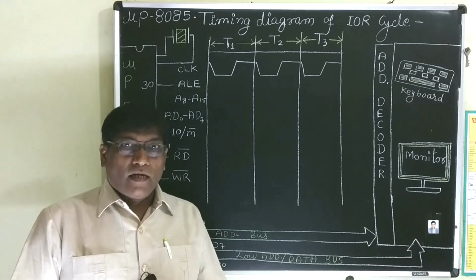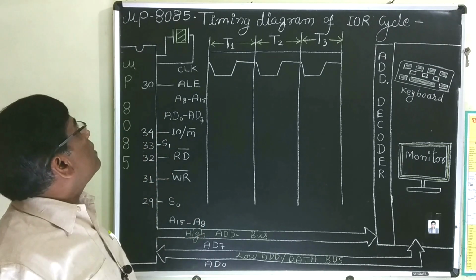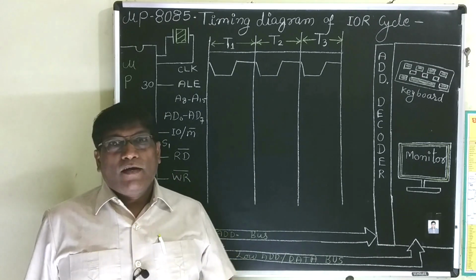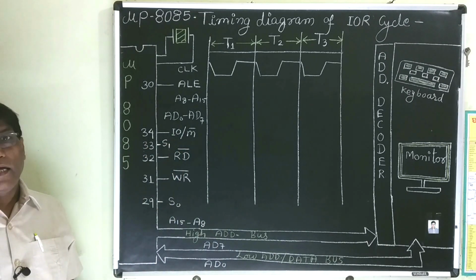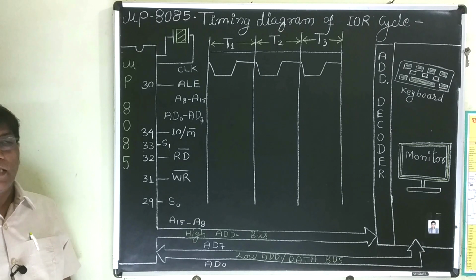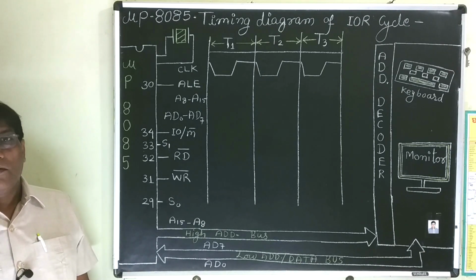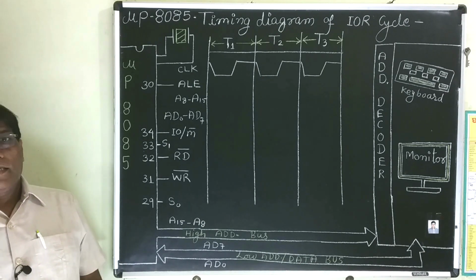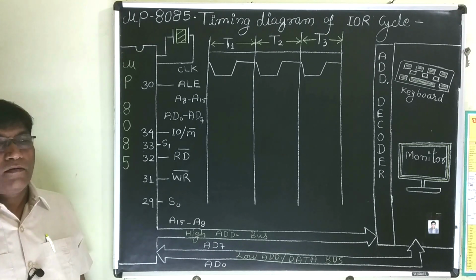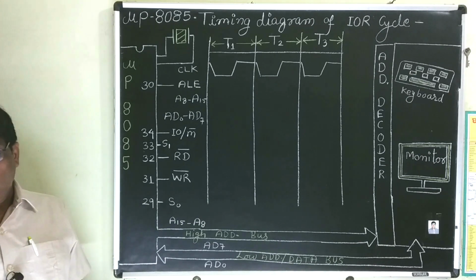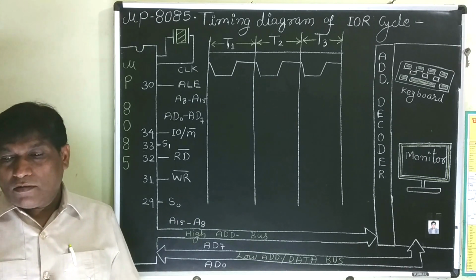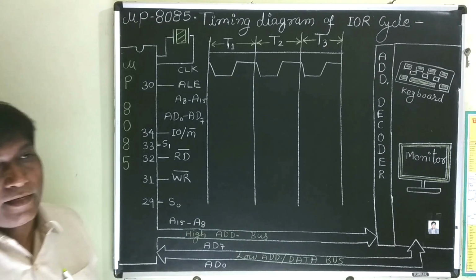Today we will understand the microprocessor 8085 timing diagram for IO read and IO write cycle. So first we will concentrate on the IO read cycle. Before going ahead, first we have to see what is the meaning of IO. The meaning of IO is input, output, reading.